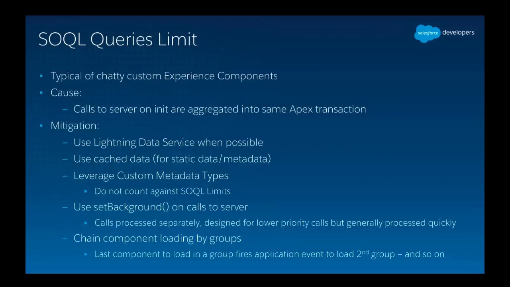Finally, another option is to actually chain component loading by groups. This means that I can actually select the first group of components to load, followed by a second group of components, a third, and so on and so on. And each of these groups will fall under its own Apex transaction. And ultimately, we are chaining the loading of the second group once we actually get the response from the server in terms of the data for the first group. So we fire all of those events in chain.